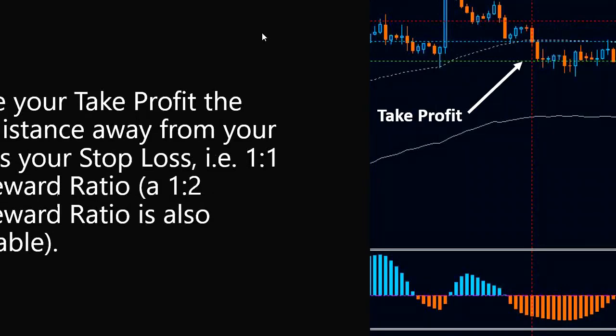And then we'd place our take profit again, the same distance away from the entry as the stop loss. Equidistant at 1-to-1 risk reward ratio. And you can see an example of how that would have played out there.